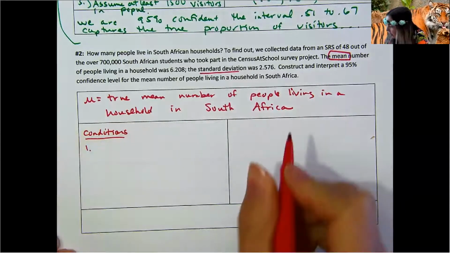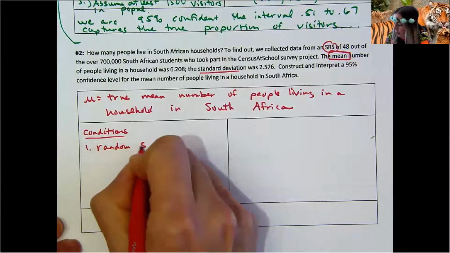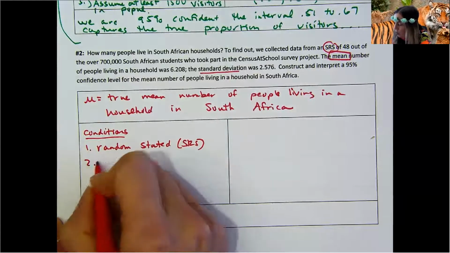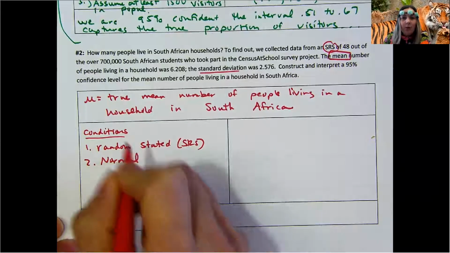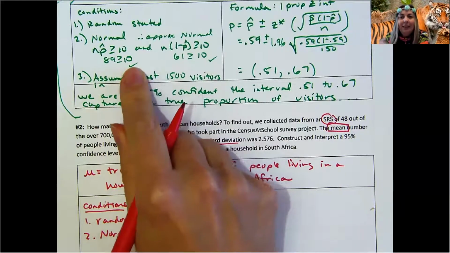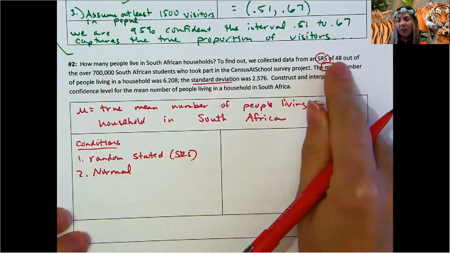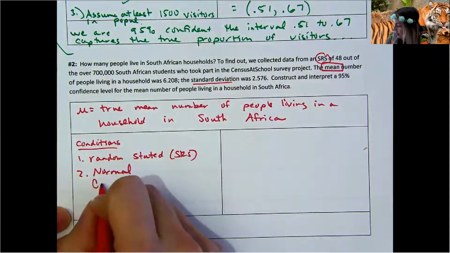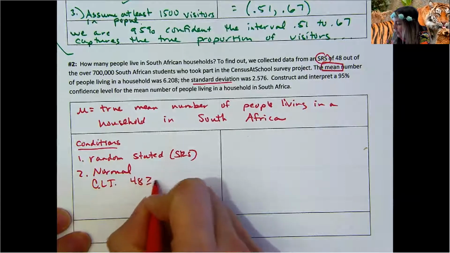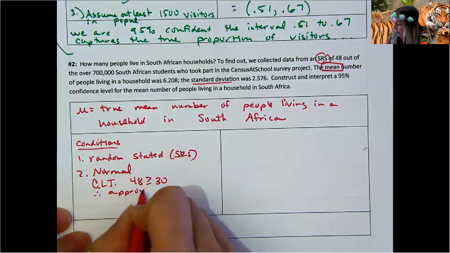All right, so conditions. Random. There it is, SRS. So we are good, random stated. The next thing is that normal check. It's different from proportions, right? Proportions has that discount double check with Jake from State Farm. We don't have that one, it's means. Means is the central limit theorem. We have a sample of 48, so we are good to go because the central limit theorem, CLT, requires us to be at least 30. So 48 is larger than 30, so therefore we are approximately normal.